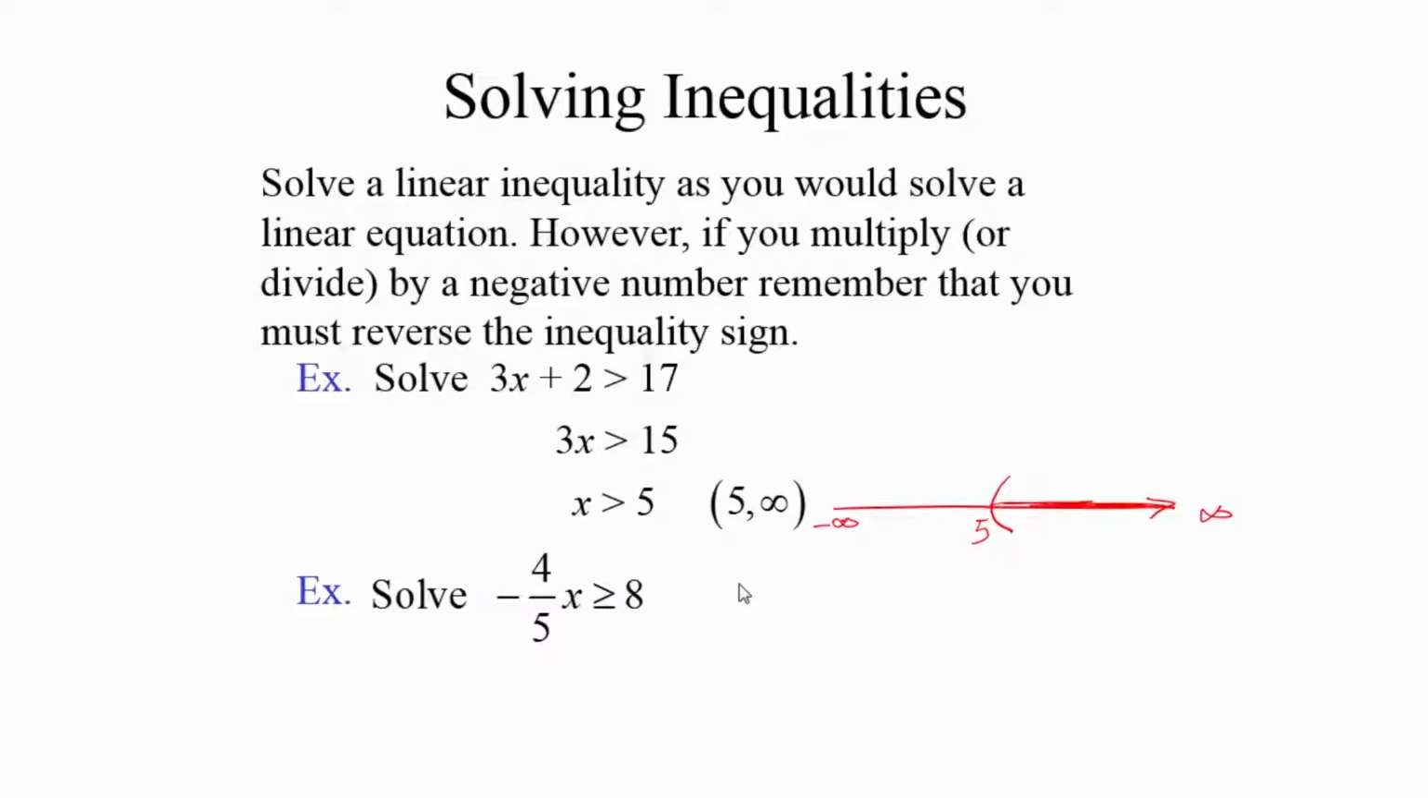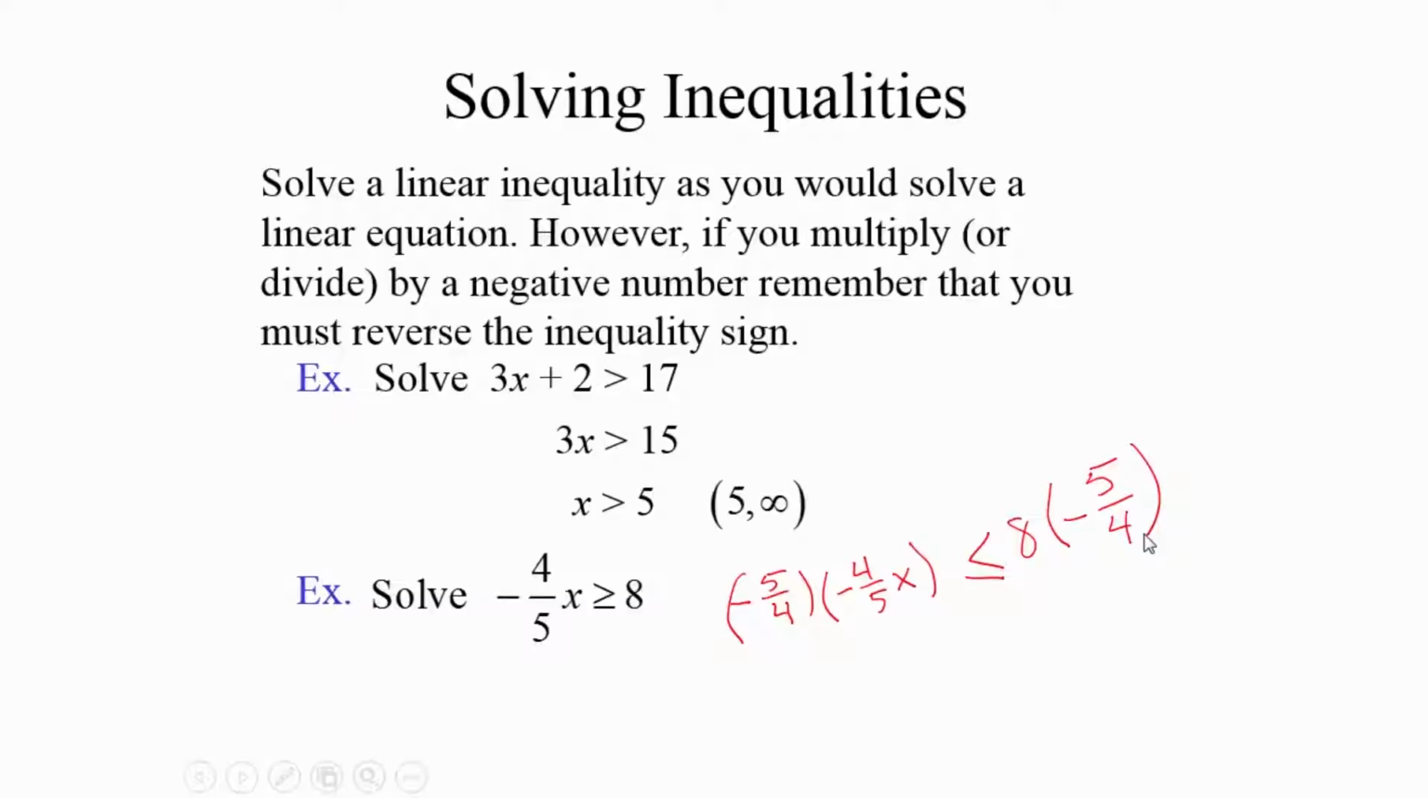So I'm going to say minus 5/4 multiplied by minus 4/5 h. Now the sign has to reverse. Now it would be less than or equal to 8 times minus 5/4, the inverse with the same sign.